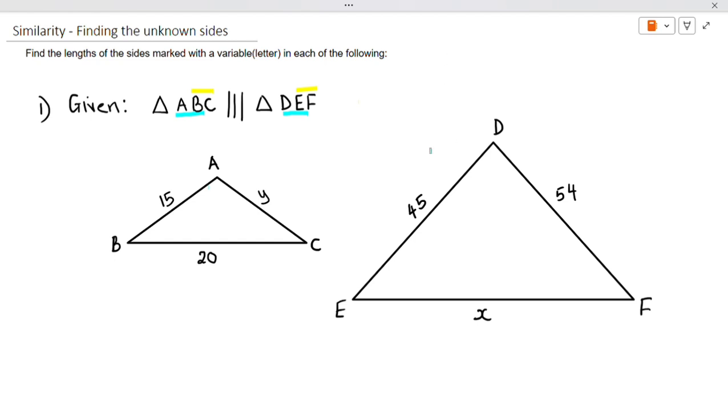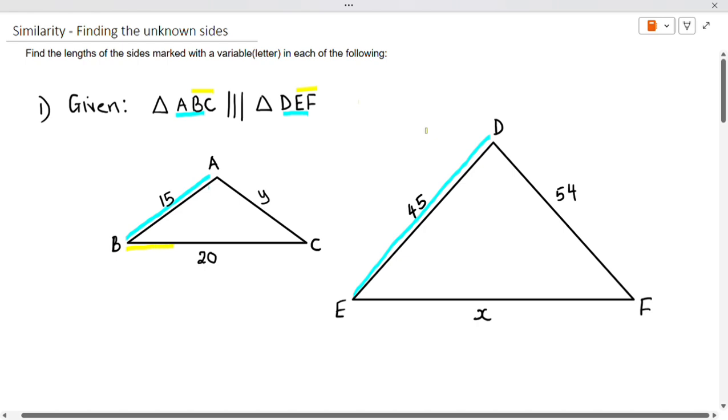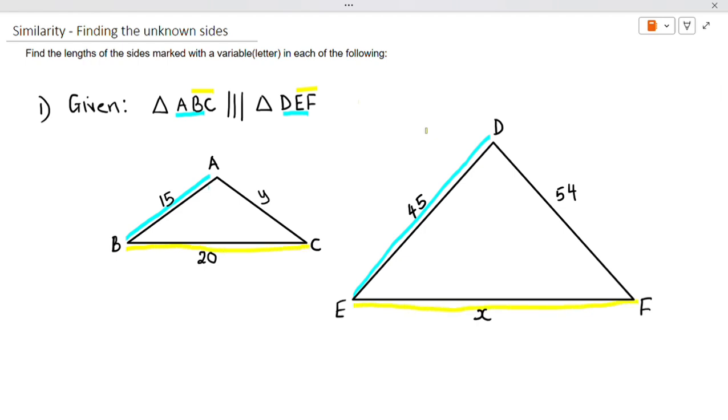So here I've gone AB with DE. And here I have BC with EF, and then the last one left would be AC with DF. So here we have AC linked up with DF, and you'd never go wrong if you follow that order.